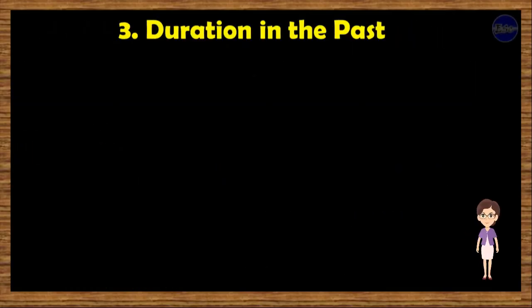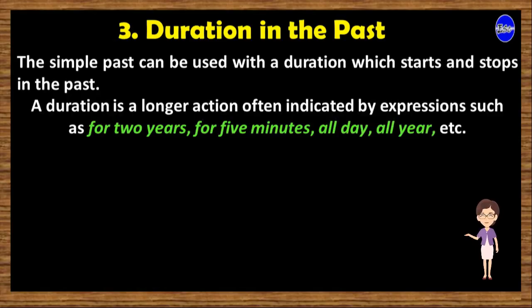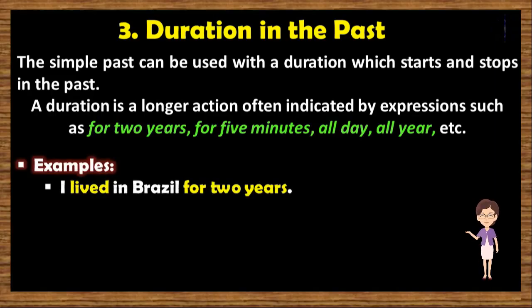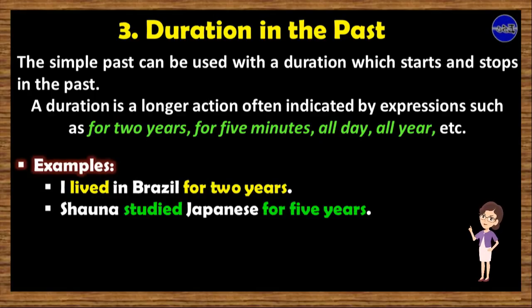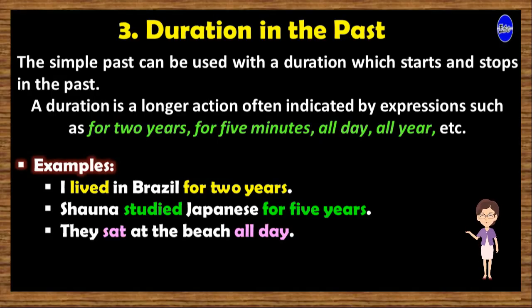Use 3. To talk or indicate duration in the past. The simple past can be used with a duration which starts and stops in the past. A duration is a longer action often indicated by expressions such as for 2 years, for 5 minutes, all day, all year, etc. Examples. I lived in Brazil for 2 years. Shauna studied Japanese for 5 years. They sat at the beach all day. The adverbs of time used in the examples, such as for 2 years in the first sentence, for 5 years in the second sentence, and all day in the third sentence, indicate the duration of the activities in the past.